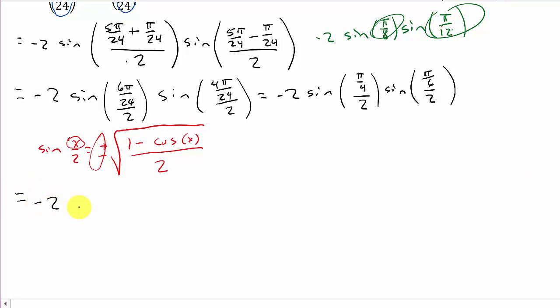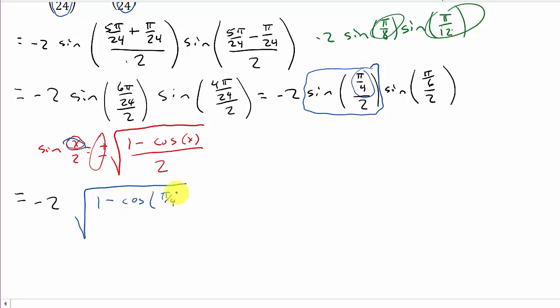So that's negative 2. Alright, so now what we're going to do is evaluate this one. I'm going to write it in blue so you can see that everything is going to be this one. So in this case, the x is pi over 4. So this is going to be the square root of (1 minus cosine pi over 4) over 2. Okay, that's this one.